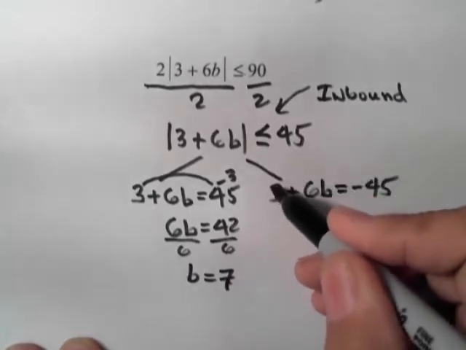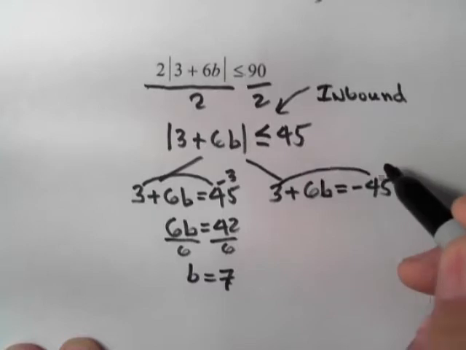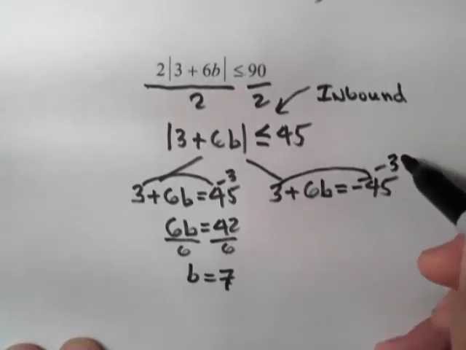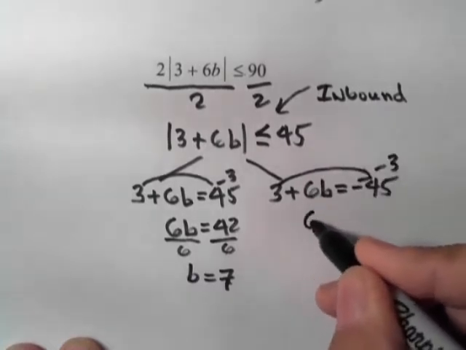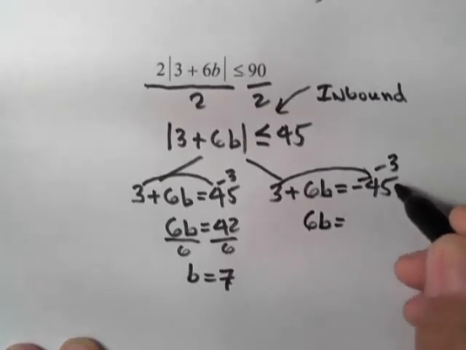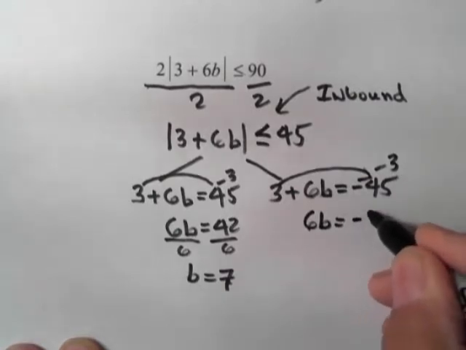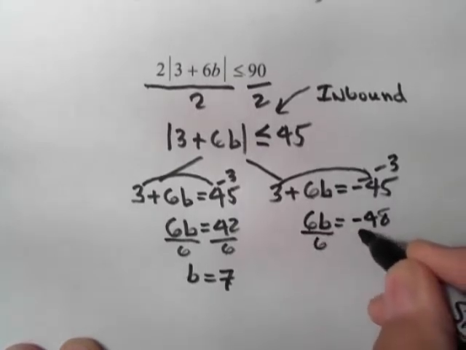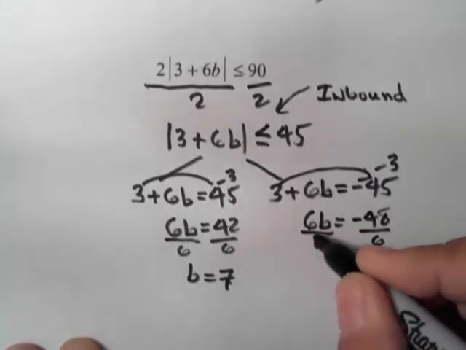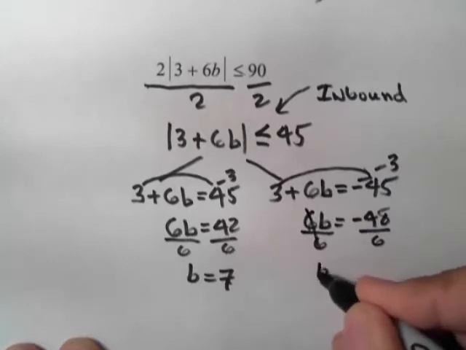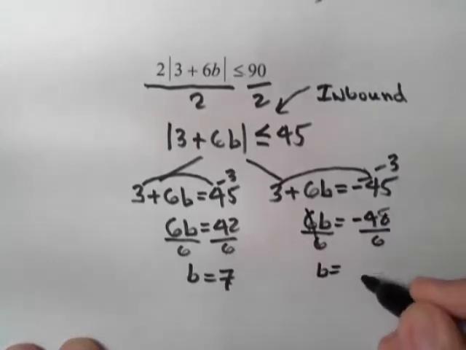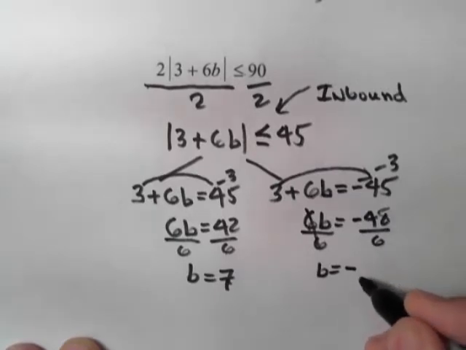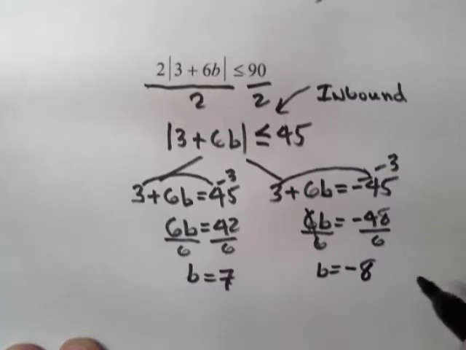The other guy over here, the plus 3 goes over as negative 3. So I've got 6b equals, well, looks like negative 48. Divide both sides by 6. Here we go. And I get b equal to, well, it's negative, and 48 divided by 6 is 8. So here are the two boundary points.